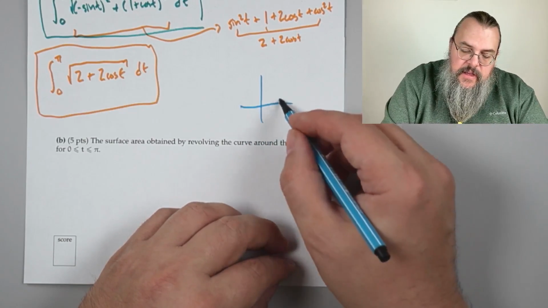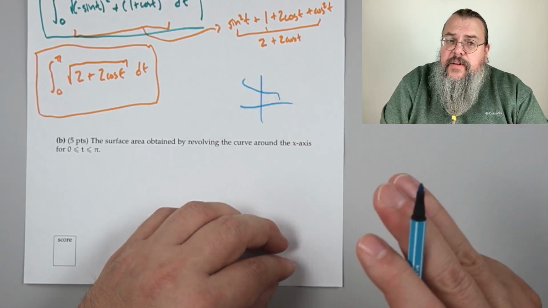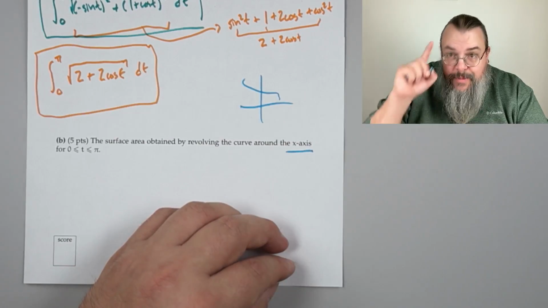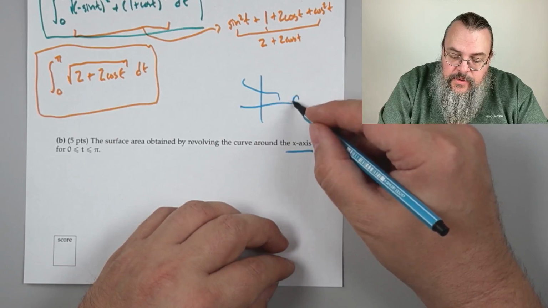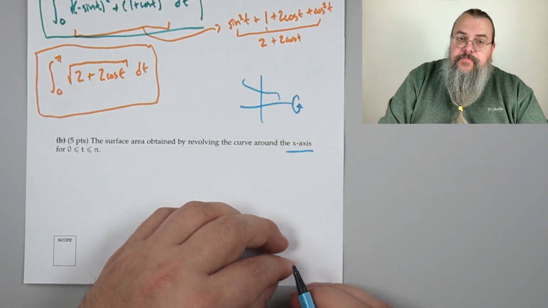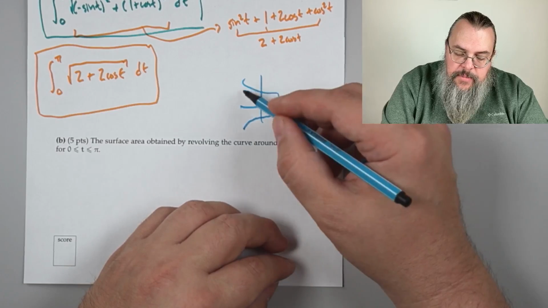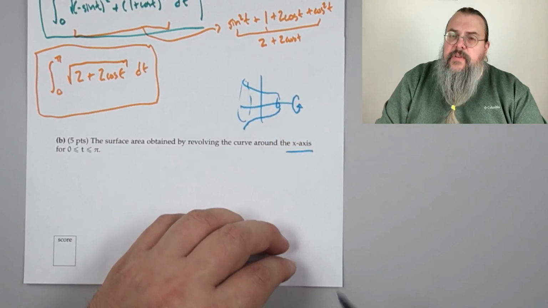Maybe it's doing something like that. Okay, so here's our curve. It doesn't really matter exactly. Now, where are we revolving? Around the x-axis. Remember that. We'll come back to that in just a second. And so we're going to spin, and when we do that, we're going to form a shape, and we're after the surface area.